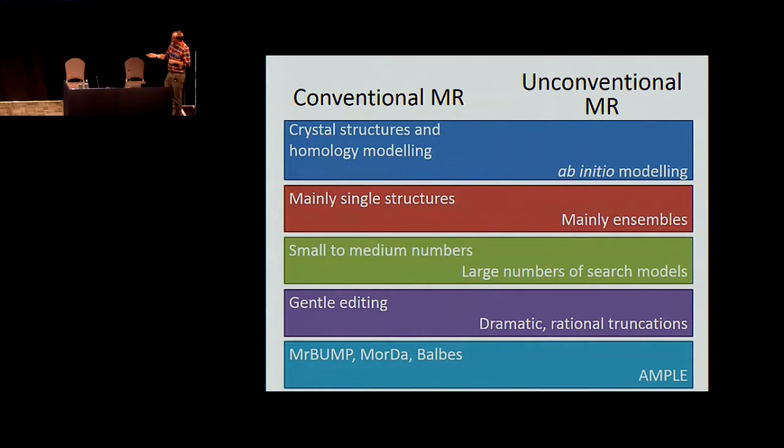These are excellent pipelines for conventional molecular replacement. We put ourselves here with Arcimboldo and Fragon as unconventional molecular replacement.